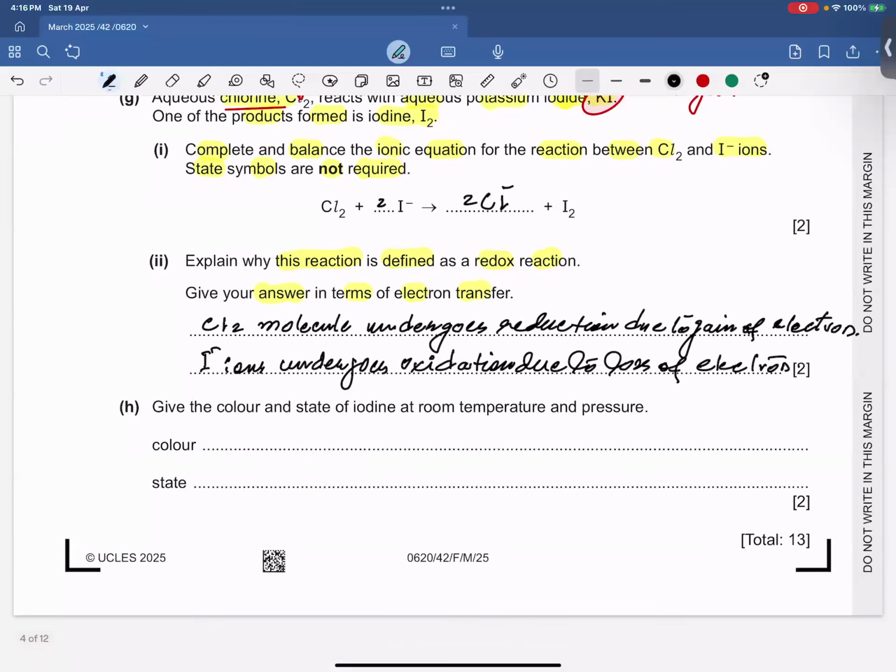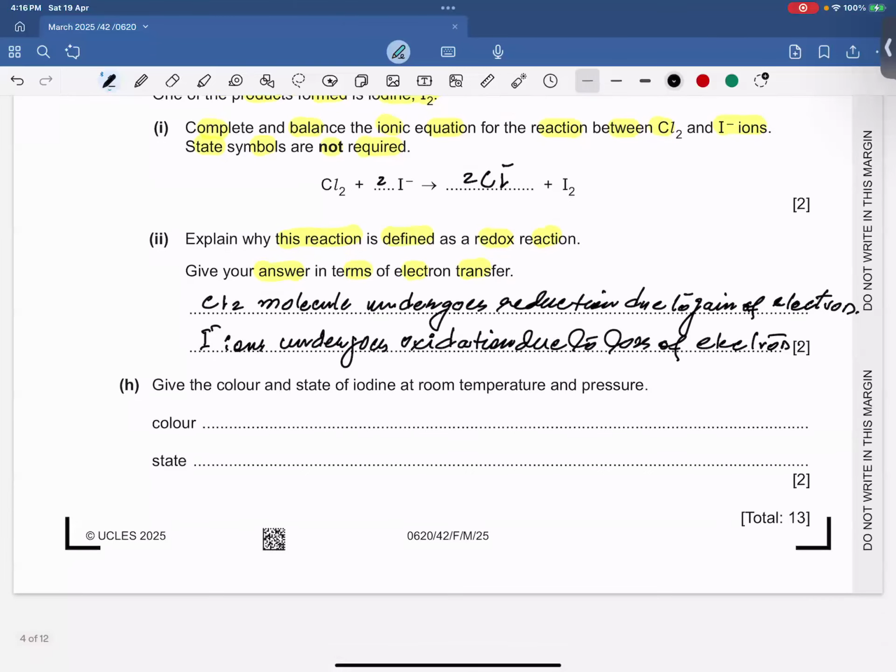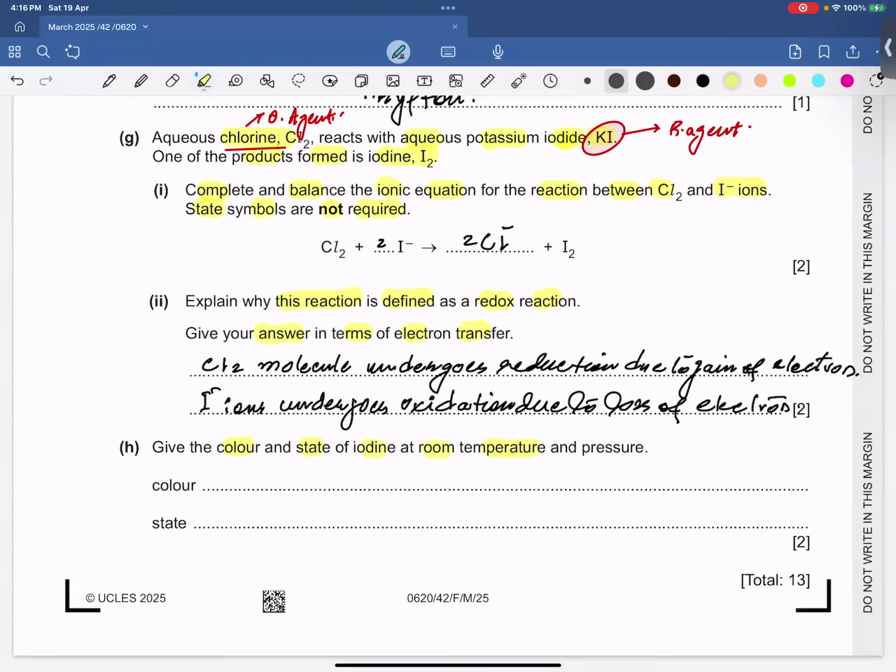Give the color and state of iodine at room temperature and pressure. At RTP, it is solid and its color is black. That's the end of the third question. Let's move on to the fourth one.